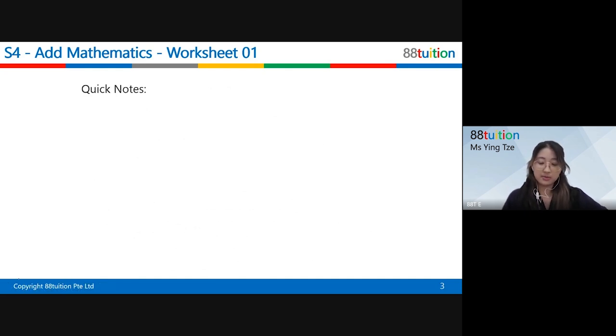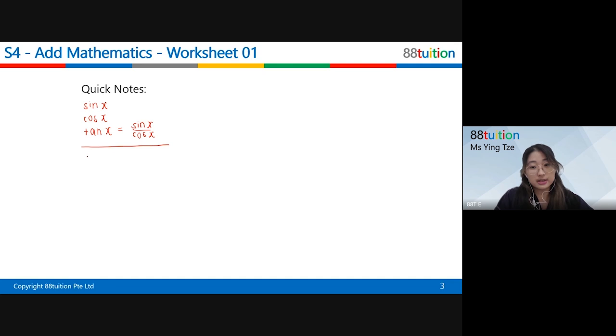Okay, so to give a quick summary of this chapter, first few things you need to know are all the different trigonometric ratios. So we have sine x, we also have cosine x, and the last one is tangent x. You need to know that tangent x is actually sine x divided by cosine x. And then the other trigonometric ratios you need to know is cotangent x, which is 1 over tangent x.